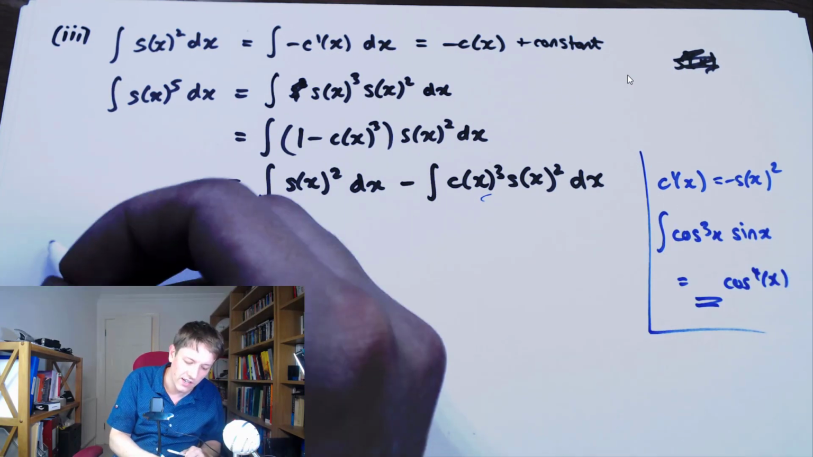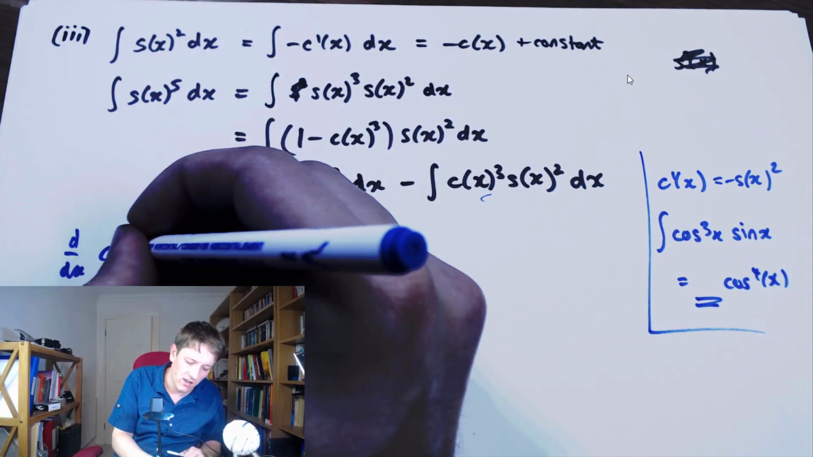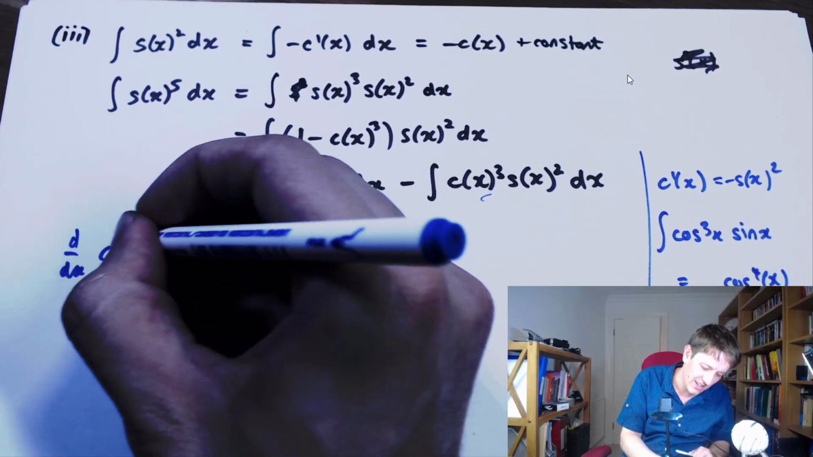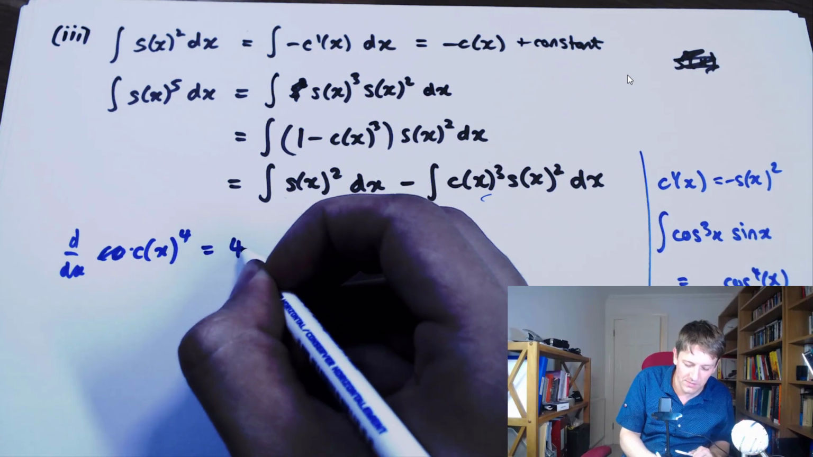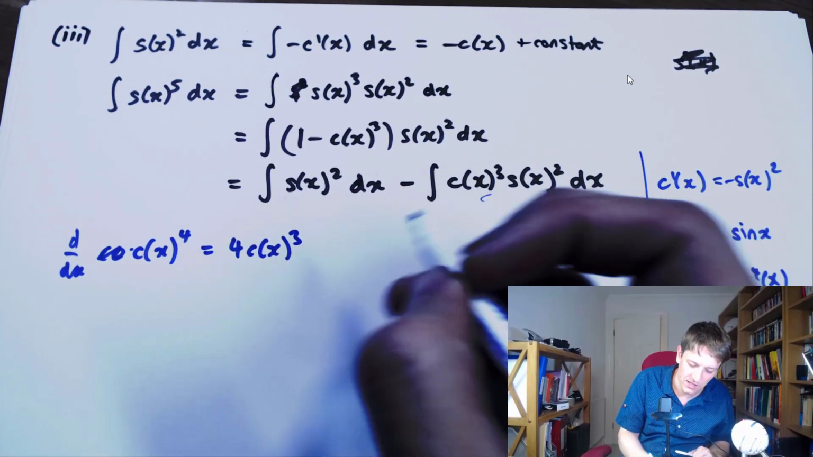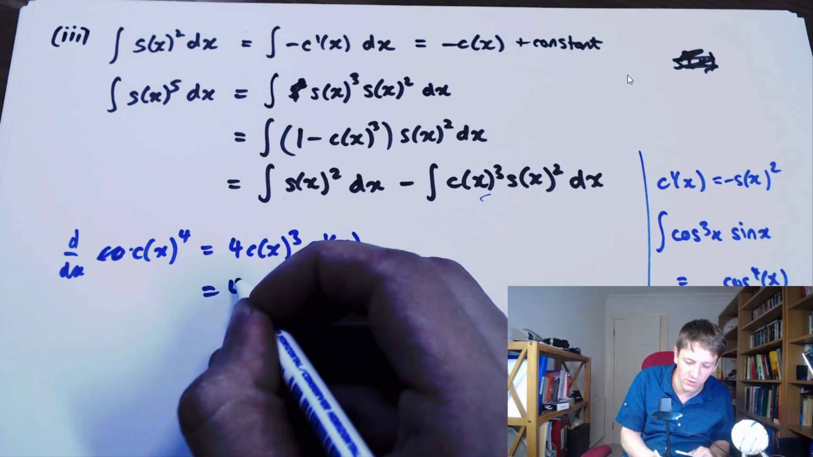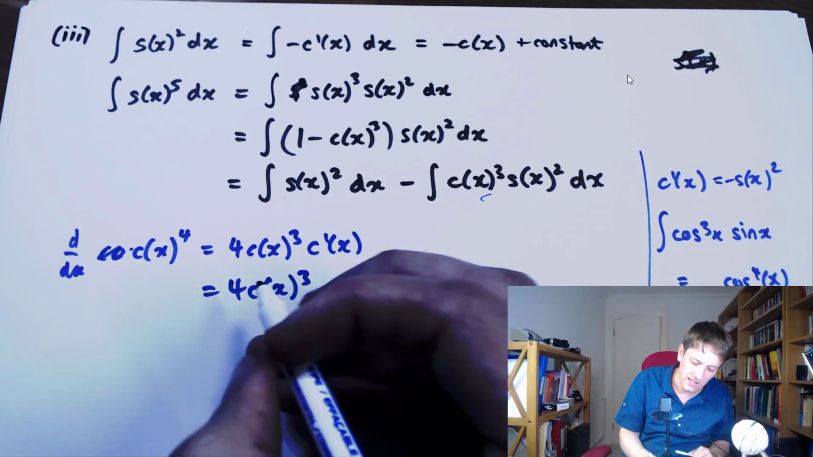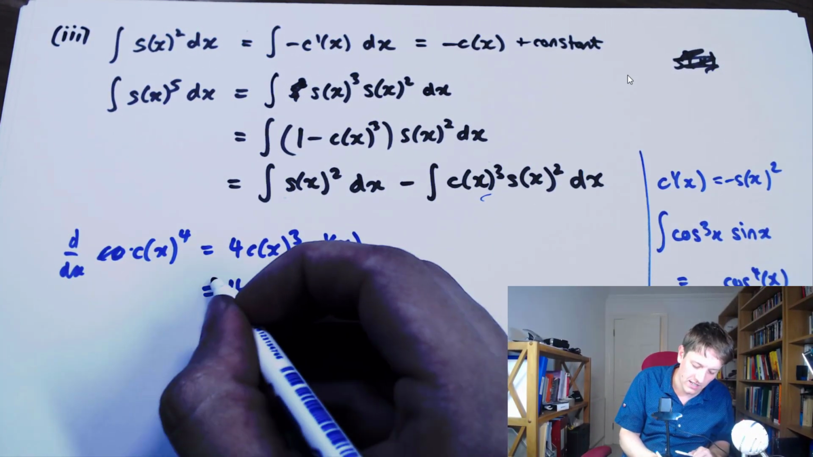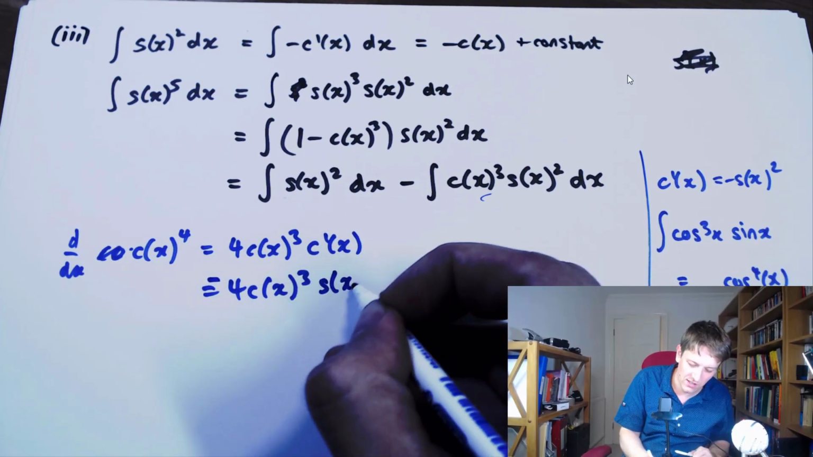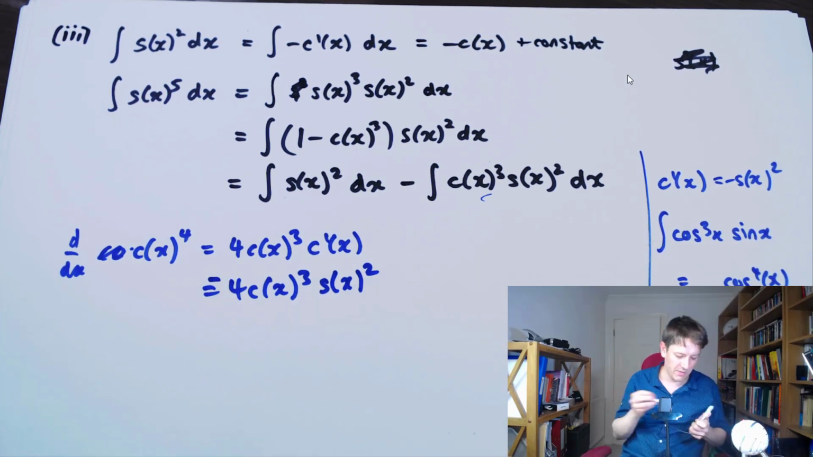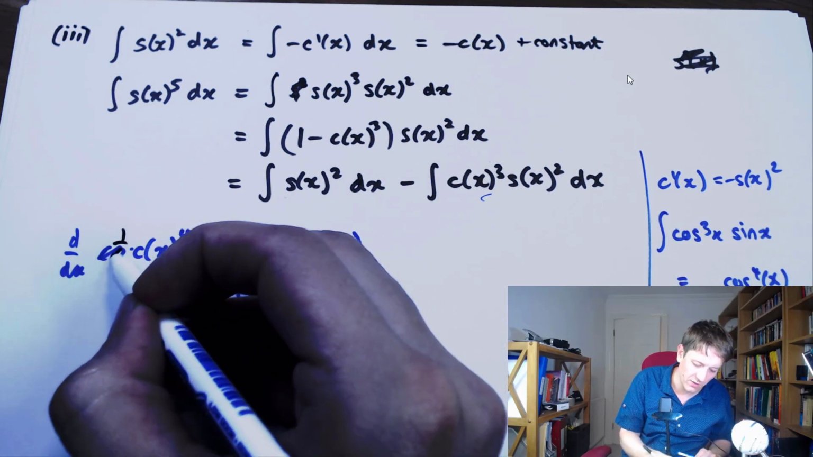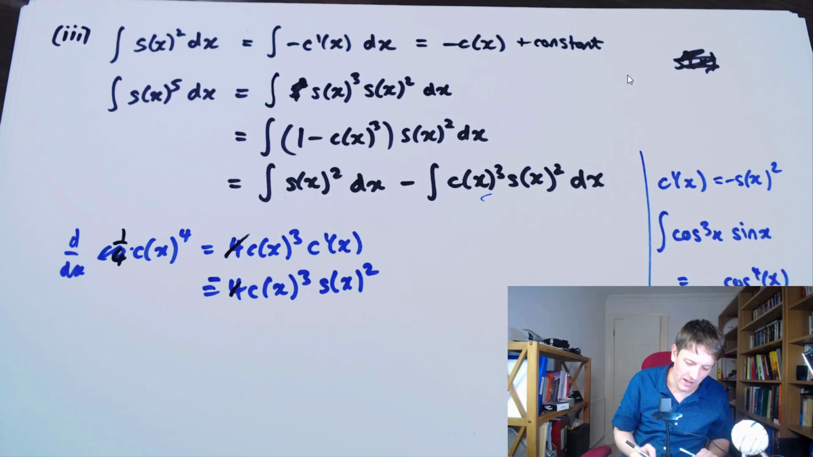So here, if I differentiate, it's hard not to write cos. If I differentiate c of x to the 4, I get 4 times c of x cubed times the derivative of that, which is minus s of x squared. So actually, look, I've got exactly what I wanted here, up to a factor of 4. So if I multiply by a quarter, then we're done, right?